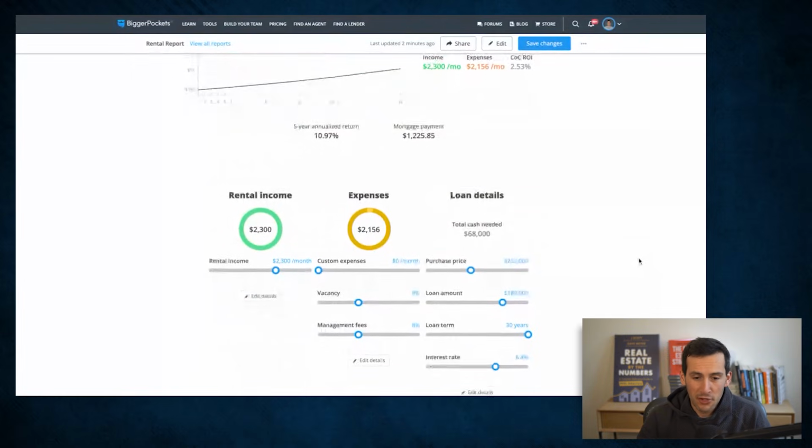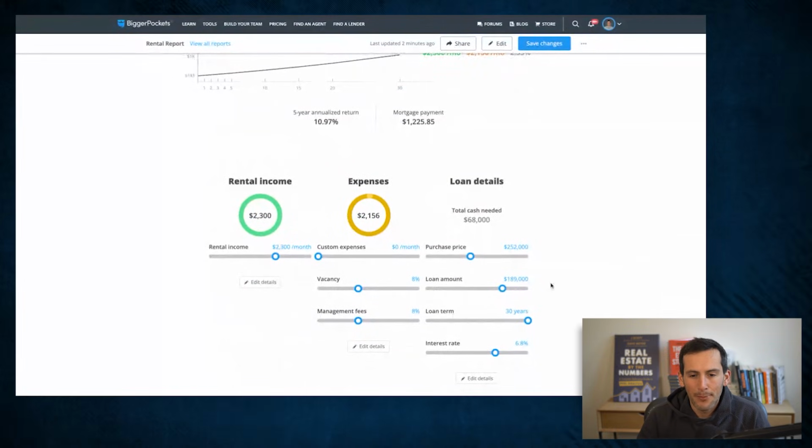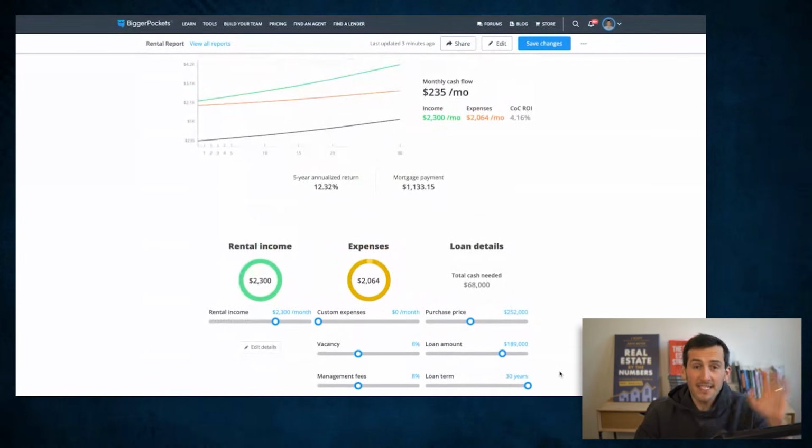Well, a popular strategy right now is to see if the seller will buy down your interest rate. So instead of a 6 3/4 interest rate, what if we get them to buy it down to 6%? And this happens, guys. This is something that actually happens quite often. It's called a seller concession.